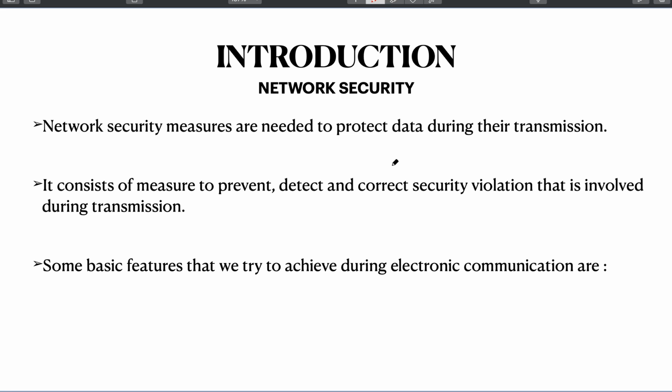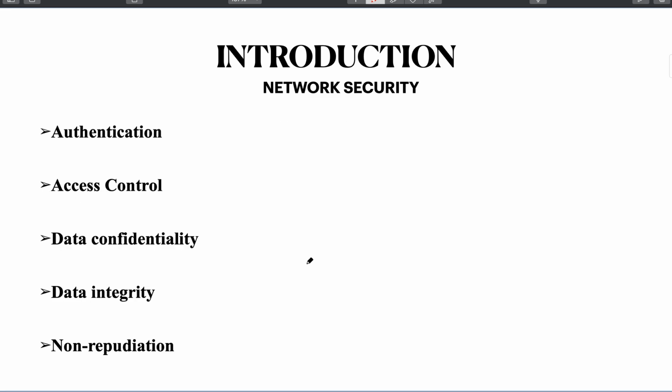When you're transmitting data electronically, there are certain basic features we need to achieve for a secured electronic transfer. So let's see what those basic features are. These are some of the basic features required for every piece of data that is transmitted through an electronic transmission medium. The data needs to be authenticated. You need proper access control, data confidentiality, data integrity, and non-repudiation. These are the basic features that need to be taken care of while data is transmitted from one medium to another. Now let's move on to the details of these 5 features.